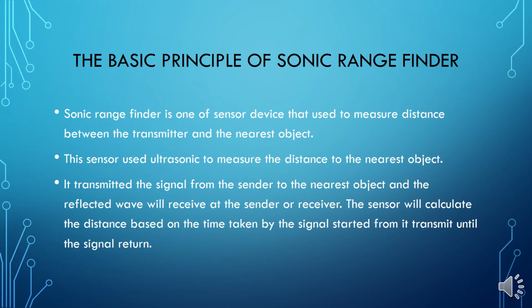So before we start, let's understand first about the basic principle of sonic rangefinder. Sonic rangefinder is one of the sensor devices used to measure the distance between the transmitter and the nearest object. The sensor uses ultrasonic to measure the distance to the nearest object. It transmits the signal from the sender to the nearest object, and the reflected wave will be received at the sender or receiver. The sensor will calculate the distance based on the time taken from when the signal is transmitted until the signal returns.